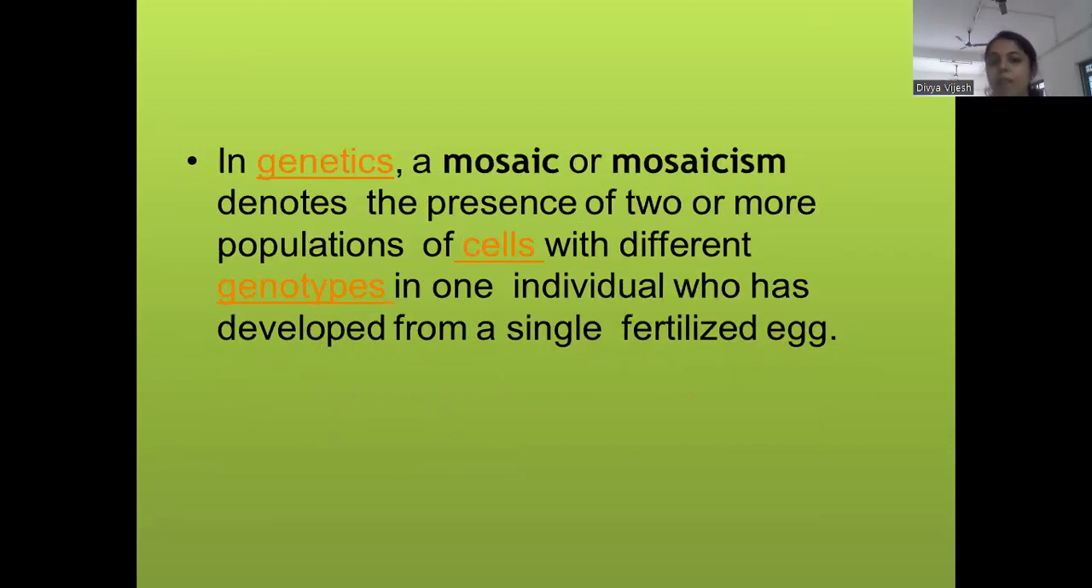In genetics, a mosaic or mosaicism denotes the presence of two or more populations of cells with different genotypes in one individual who has developed from a single fertilized egg. The individual is from a single fertilized egg, but there are two different populations of cells in one body. That's the mosaicism.